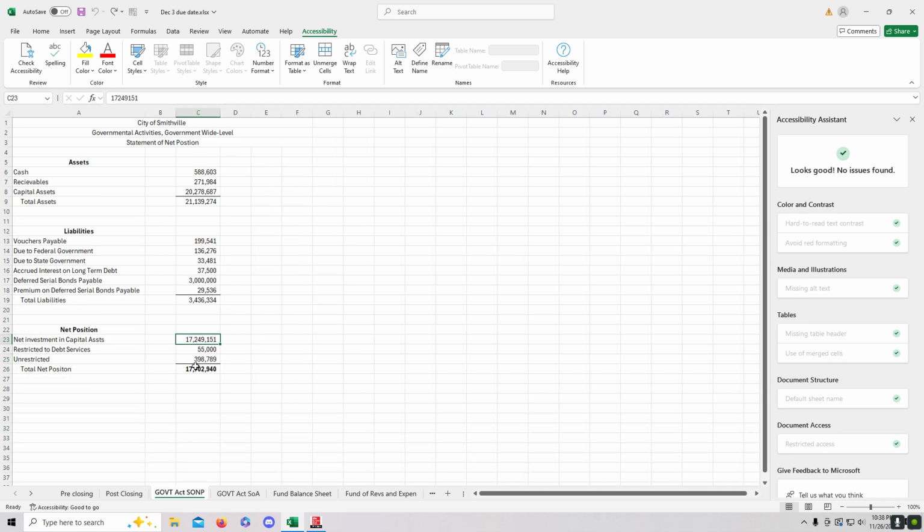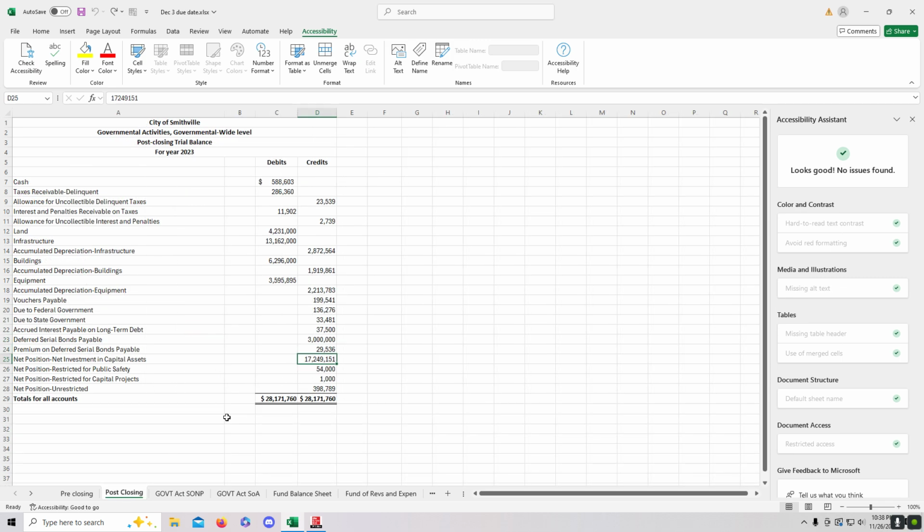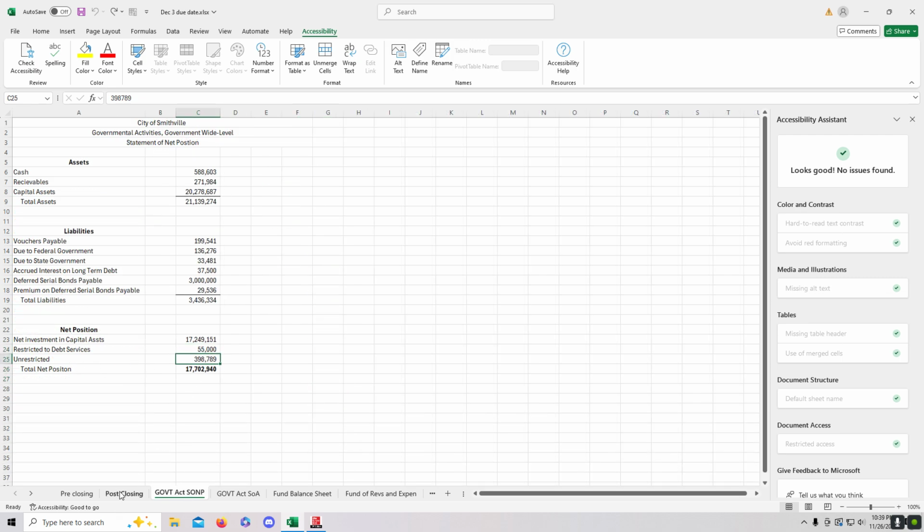right here. The restricted for debt service is the sum of these two, and the unrestricted comes from right here. Then you sum these together to get the 17 million. 17,702,940.